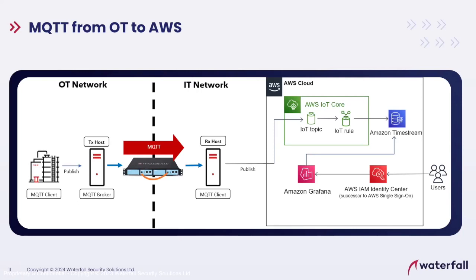On that side, the Waterfall software acts as an MQTT client. It does two things. First, in this setup, it authenticates with the AWS platform using the certificates that are generated by AWS. It performs the authentication, and then it republishes the messages that originated from the OT side into the AWS cloud.